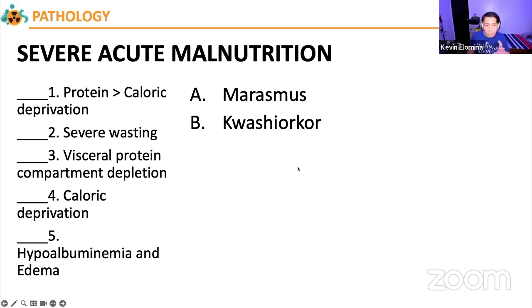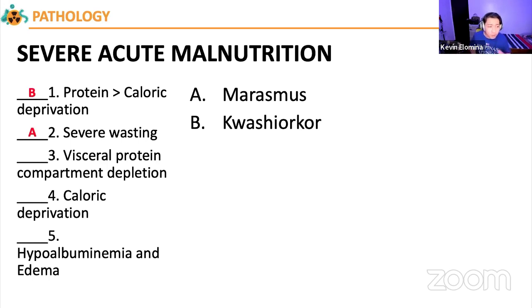Now, moving on, marasmus and kwashiorkor is quite a highly recurring topic. Parang across seasons, lagi siyang lumilitaw. So we have to know the difference. So kung ang protein malnutrition ay greater, ano siya? Marasmus or kwashiorkor? It's kwashiorkor. If you have severe wasting, sobrang payat mo, anong meron? It's your marasmus. Kasi yung marasmus, somatic protein compartment yung na-affect niya.